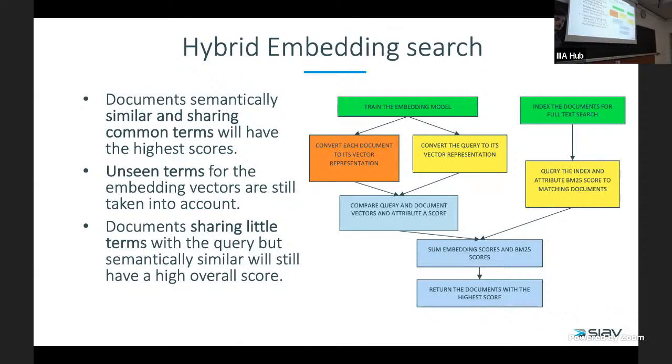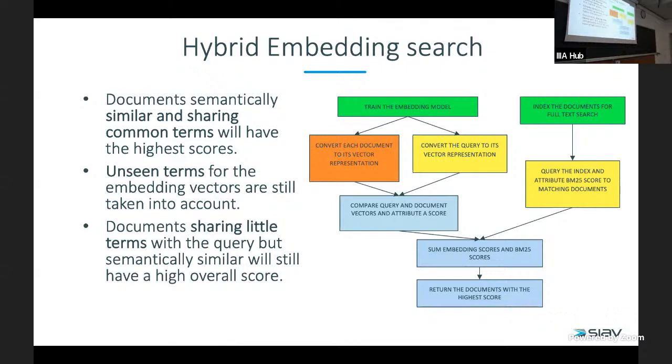And finally, for the issue of documents sharing few terms with your query but which are semantically similar, like in the case of the query we've seen before, you will have the opposite situation where your BM25 score is not very high, but the score related to the embedding search is very high, and therefore will bump your results to the first places. And as we've seen, this approach is able to take into account all of the issues related to what our customer required. However, as you might see, this system is not improving the performances at all.